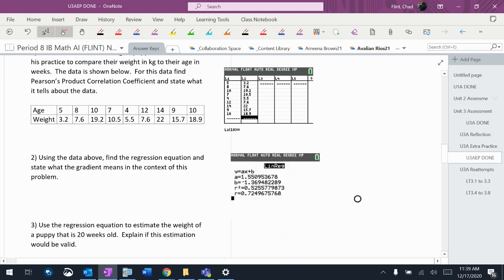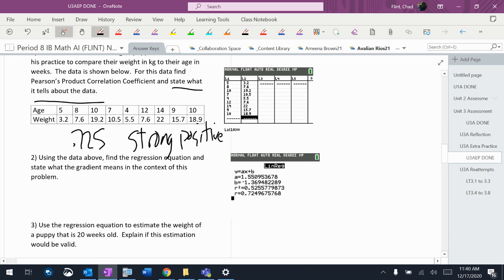So it wants the correlation coefficient, which is 0.725. All right, that is a pretty strong positive. It says to state what it tells. Strong positive.